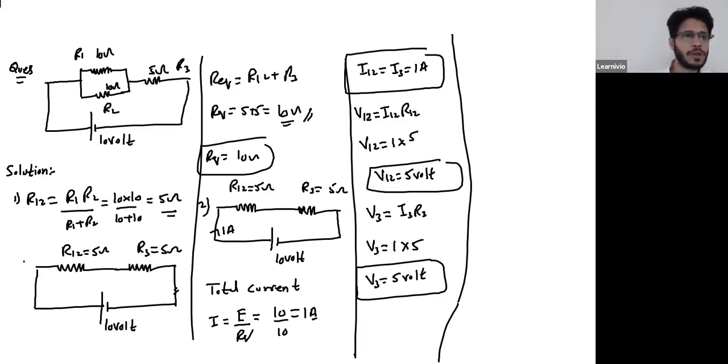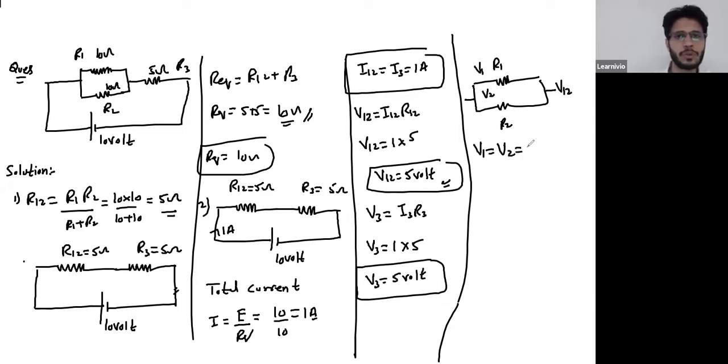Now, after V12 and V3, we have to solve this R12. What is R12? It's the parallel combination of R1 and R2. So Fatma, in a parallel combination of R1 and R2, which quantity would be same, current or voltage? Voltage. And what's that voltage? The voltage across R12. What is the voltage across R12? That's 5 volt, the total voltage. So you can write that V1 is V2, which is V12, which is equal to 5 volt.